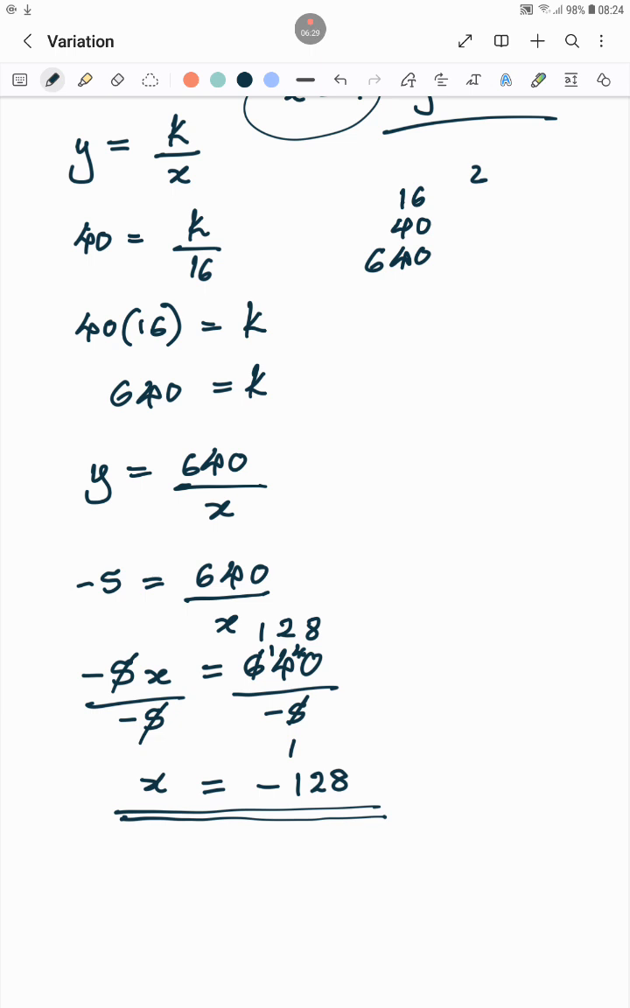I just want you to go through the exercise that I gave you earlier on direct variation and inverse variation, so that we can proceed to joint and partial variation.